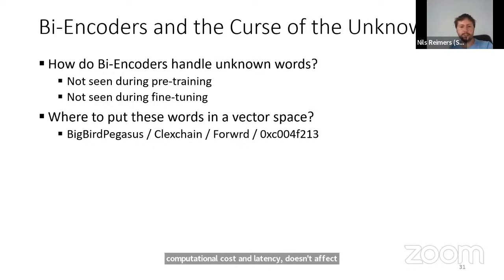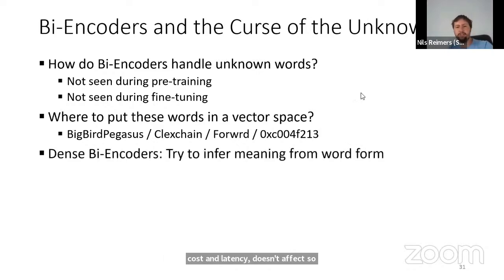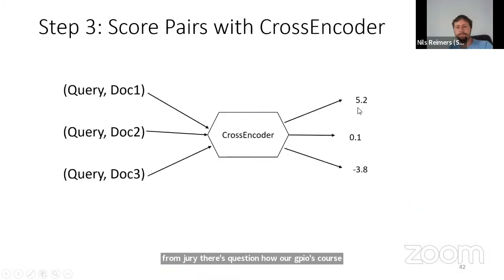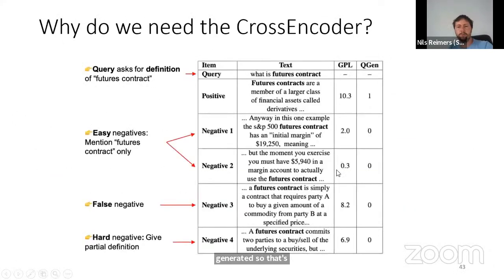So from Jury, there's a question: how are GPL scores generated? These scores are generated from the cross encoder. We take the query and concatenate it with the document. So, what is a futures contract? Futures contract are concatenated as a string of input to a transformer network, and then we get from the cross encoder the output: how relevant is the document to the query. And here the cross encoder said it has a relevancy of 10, here it says it has a relevancy of 8, and here of 0.3.